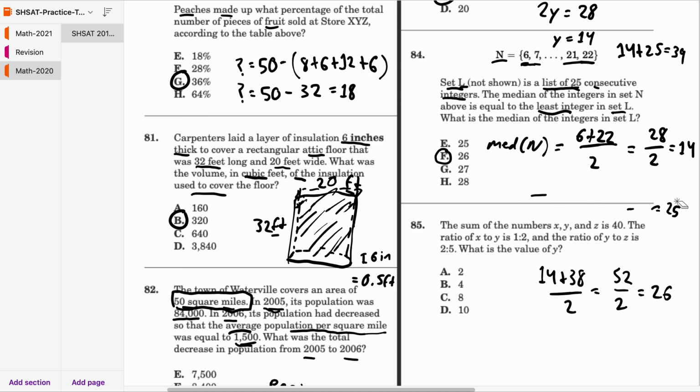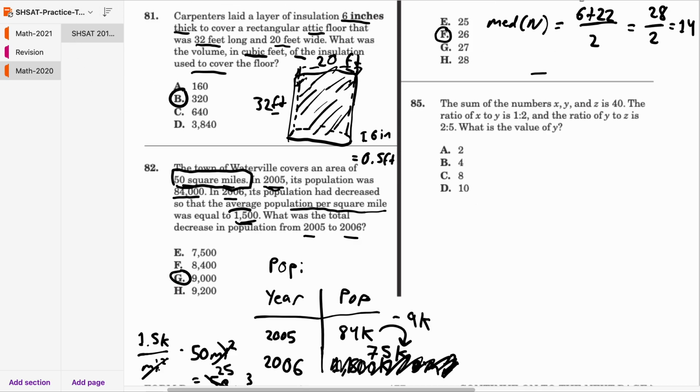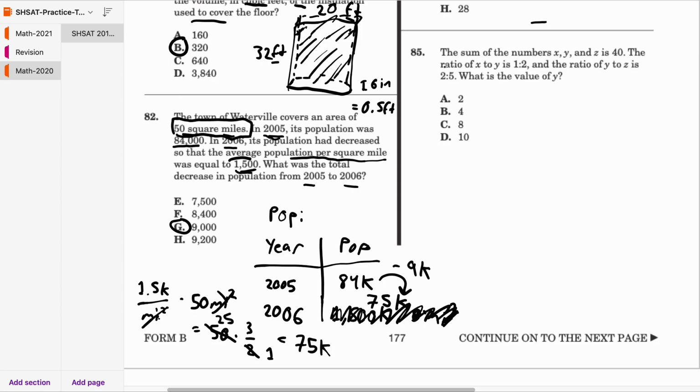So I'm just going to erase some of this. Okay. So the sum of the numbers x, y, and z is 40. So x plus y plus z is 40. The ratio of x to y is 1 over 2, right? So we know x to y is 1 over 2, and y to z is 2 to 5. And we want to know the value of y.